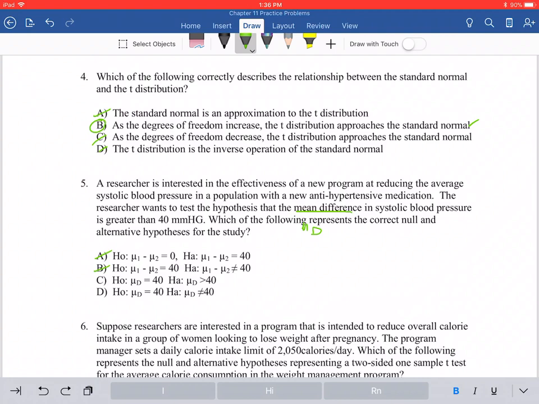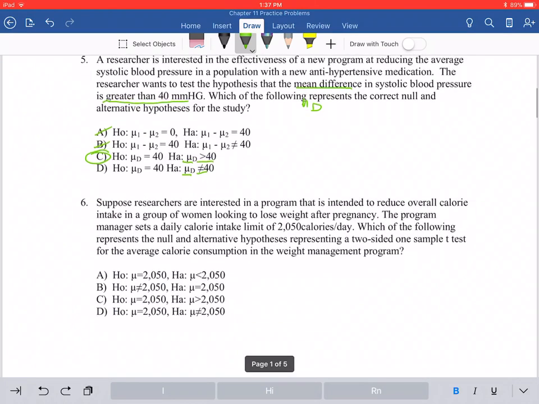When we're looking at this, we're looking for a hypothesis that's going to be greater than 40. So if you look at our alternative hypothesis, we have mu delta, mu delta. This one is not equal to 40, and this one is greater than 40, and that's what we want. We're looking for a mean difference of greater than 40. So we have C.